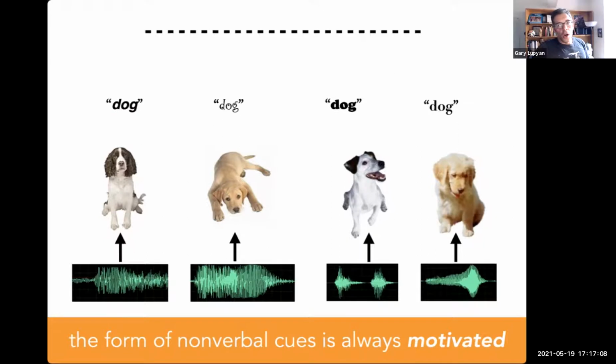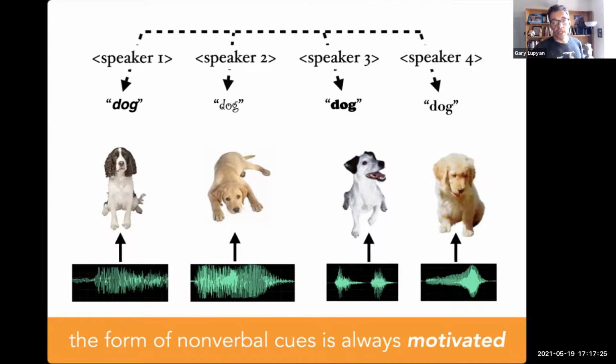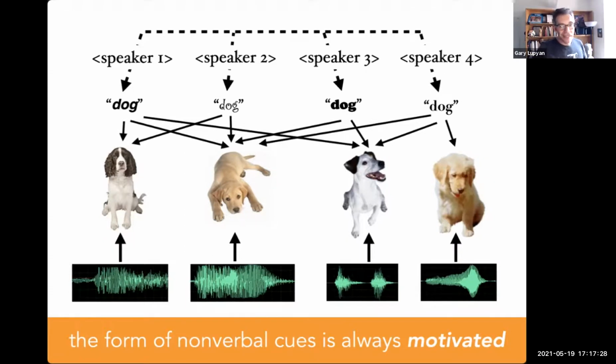Now, words also have this feature. So when you hear a word like dog, you can make all sorts of automatic inferences about who the speaker is, where they might be from, their gender, their age. So this relationship is motivated, but in general, iconicity aside, this relationship is not. Just because women in general have a higher pitched voice doesn't mean that you assume they're talking about a smaller dog when they say dog.